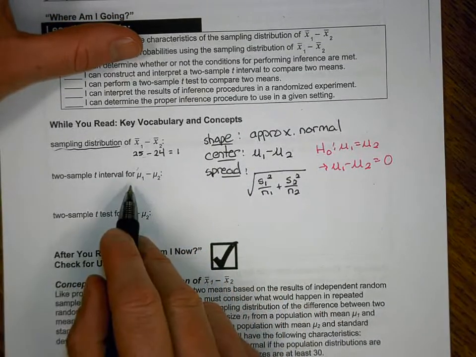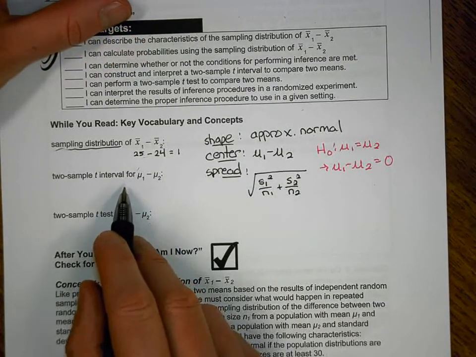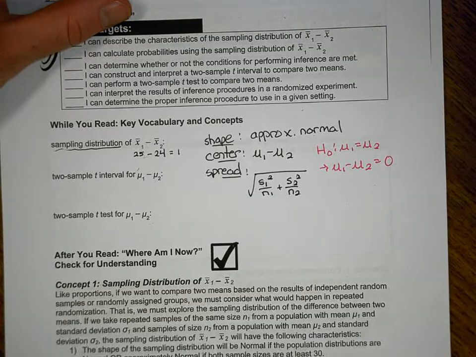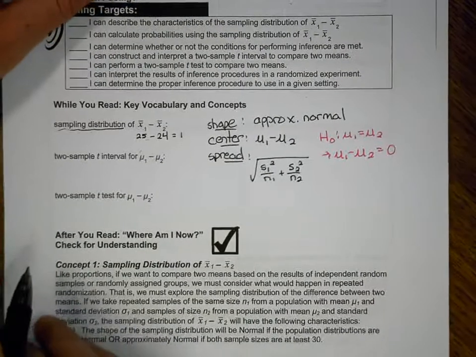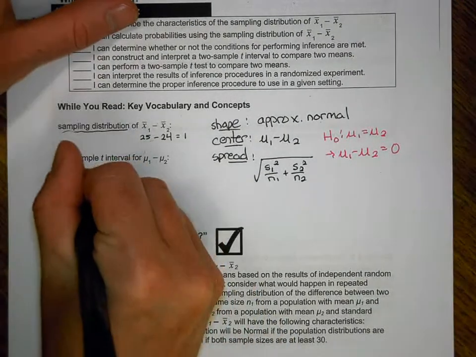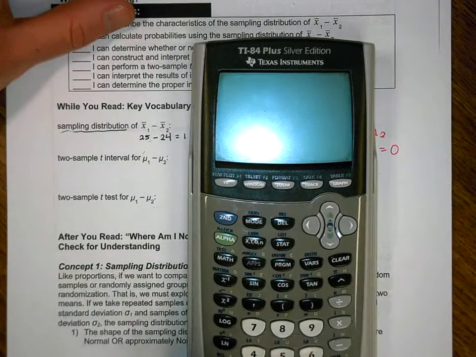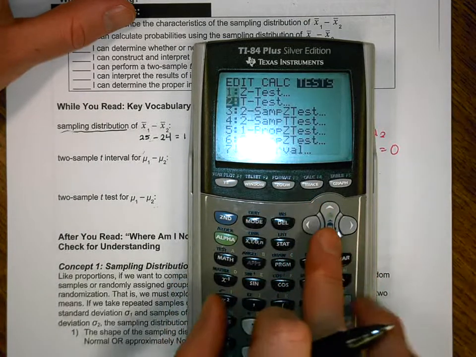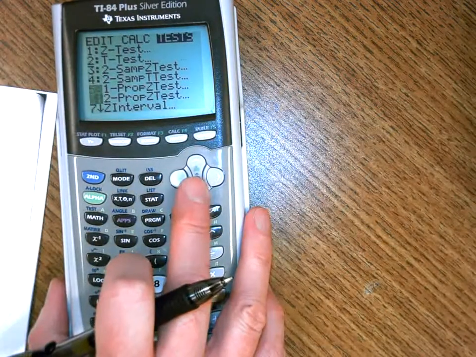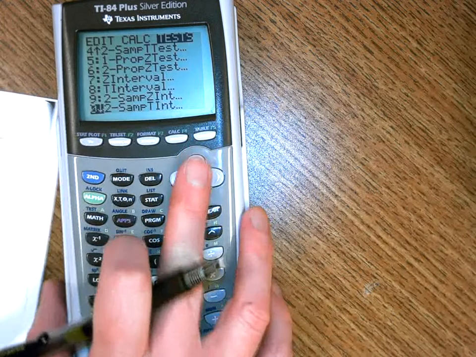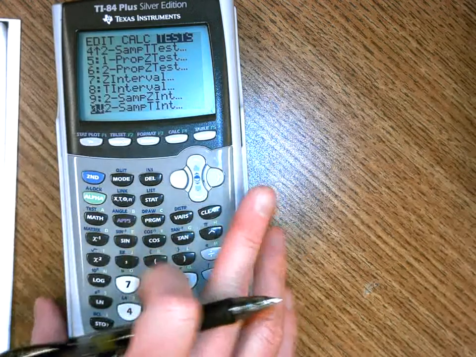So for the two sample t-interval, it's your statistic plus or minus the critical value times your standard error. And for the two sample t-test, the formula is actually on the next page, so I'm not going to write it right now. In your calculators, you're going to do a two sample t-interval. Pretty sure that's how it's called. It's been a while. Two sample t-test and two sample t-interval. Intervals are down here. We don't want to use z. That's only if we know sigma from the population, and the majority of the time we do not.